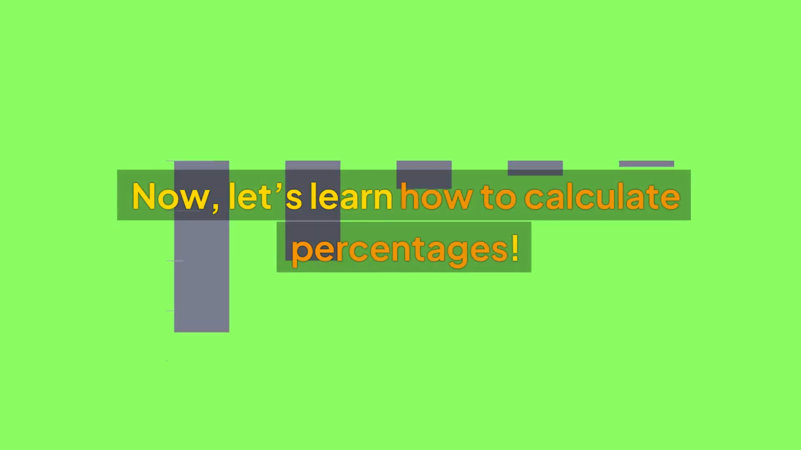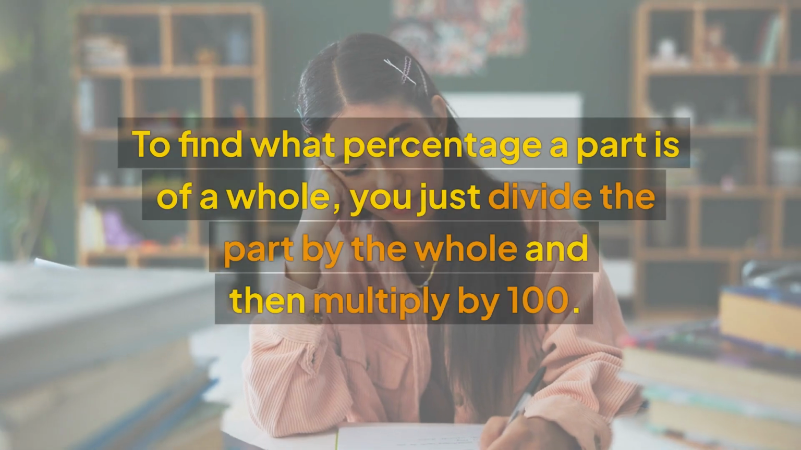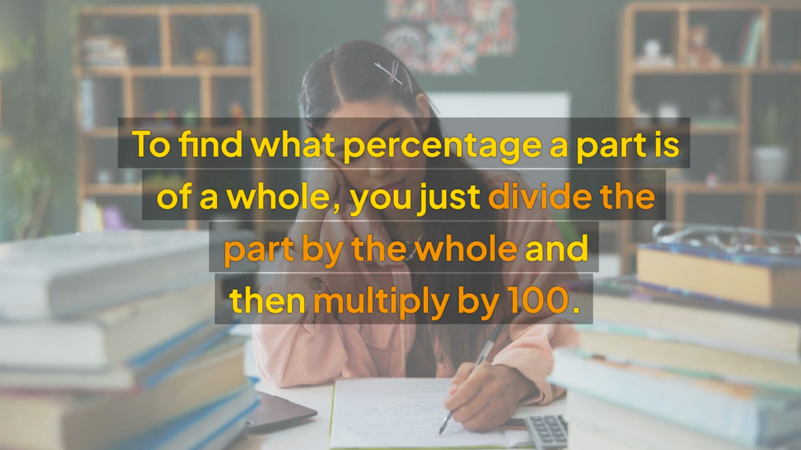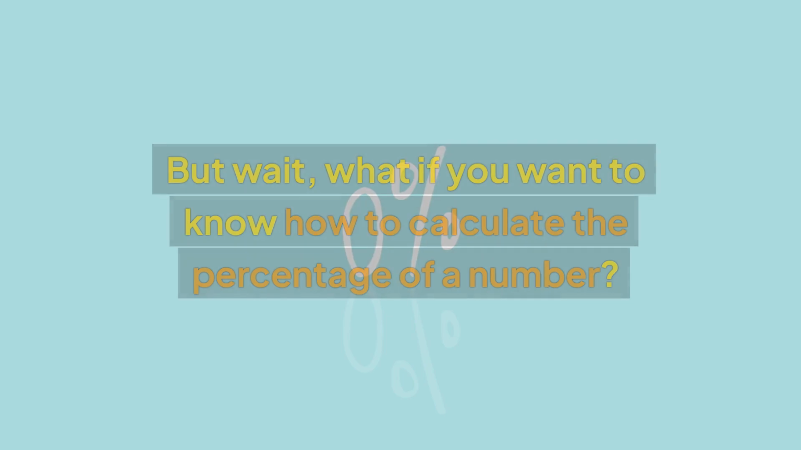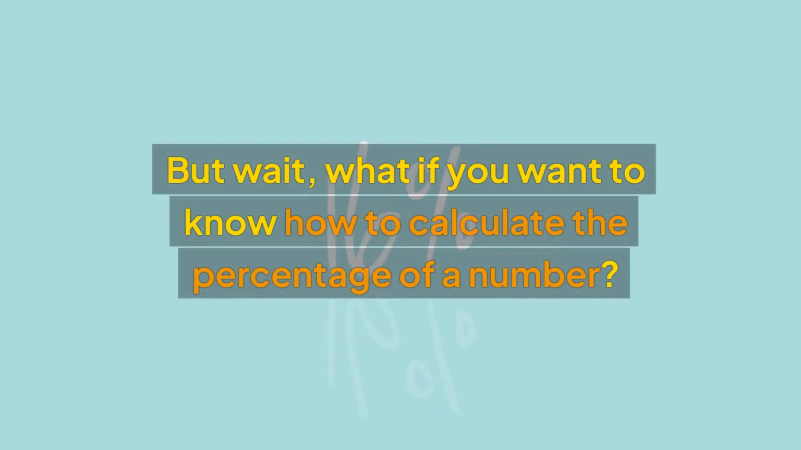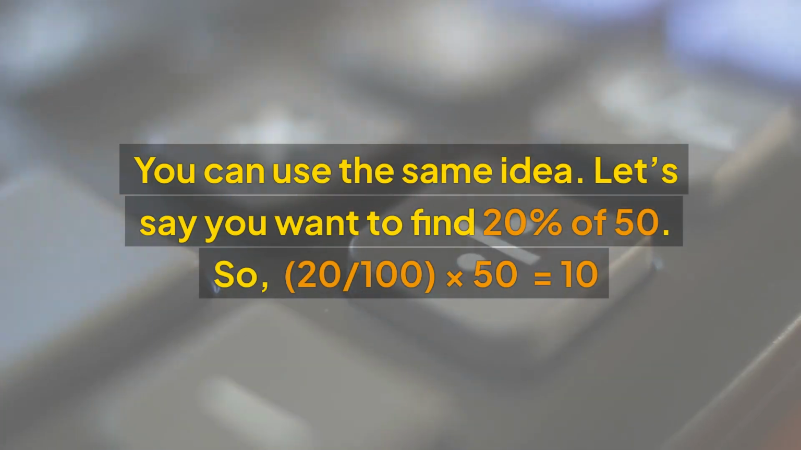Now let's learn how to calculate percentages. To find what percentage a part is of a whole, you just divide the part by the whole and then multiply by 100. But wait, what if you want to know how to calculate the percentage of a number? You can use the same idea. Let's say you want to find 20% of 50.